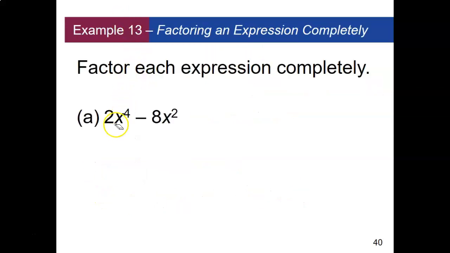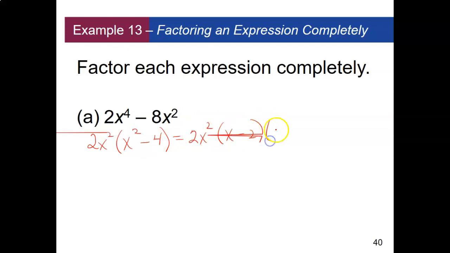Okay, a couple more that we want to factor and make sure that we can factor completely. We always want to start with our greatest common factor. So we're going to take out the 2 and an x squared. So I'm going to be left with x squared minus 4. And anytime we have anything that can be factored further, we need to do that. So we have 2x squared. This is going to factor into x minus 2 and x plus 2. And I apologize for the pen. 2x squared times x minus 2 times x plus 2.